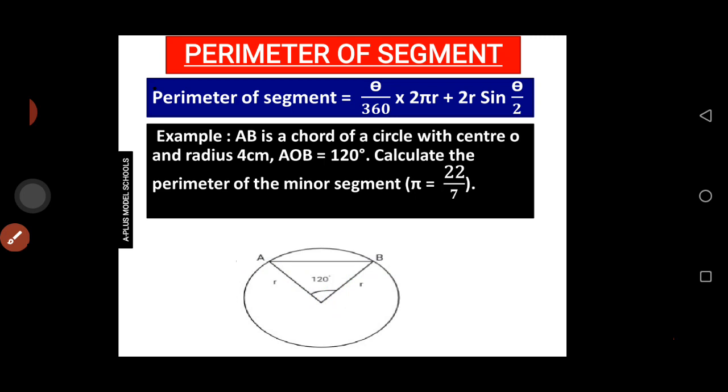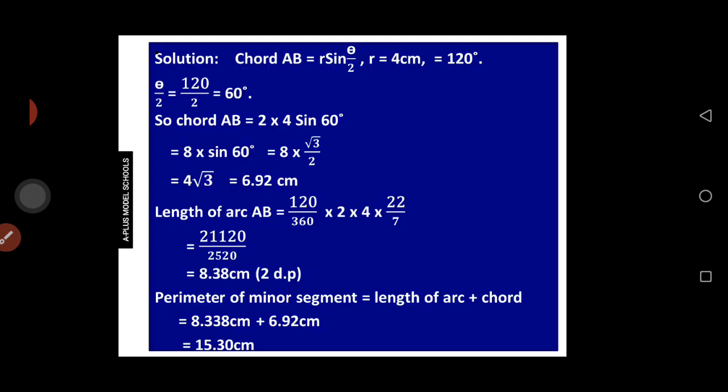So here we are looking for the minor segment, where the angle given to us is 120 degrees. In solving this, our chord is 2r sine theta over 2, where our r is equal to 4, the radius, and our theta is 120 degrees. So the first thing I will look at is the value of sine theta over 2. Here theta over 2 is 120 divided by 2, so I have sine 60 degrees.